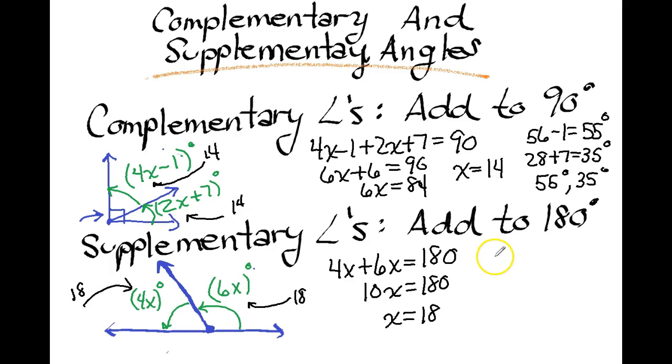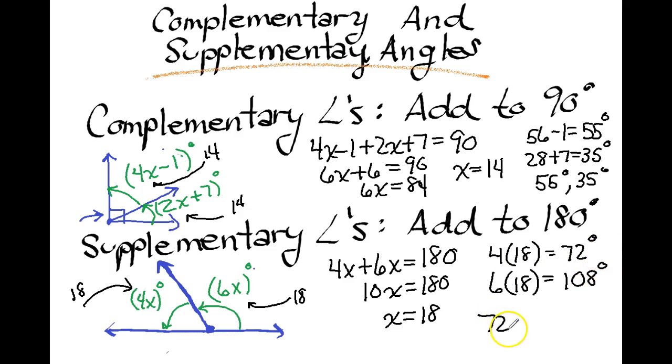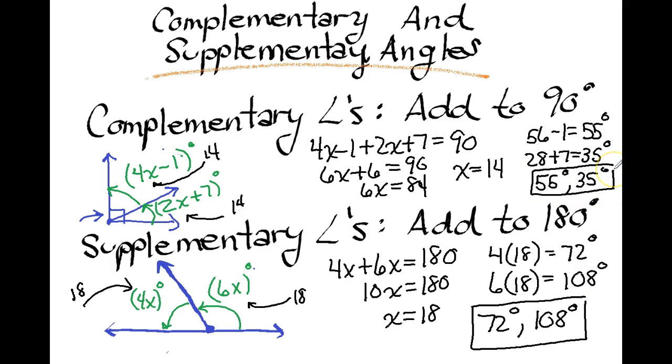So 4 times 18, what do we get there? We get 72 degrees, and then 6 times 18, that gives us 60 and 48, that's 108 degrees, and you can tell that these two angles are supplementary. We did our math right because they add up to 180 degrees.